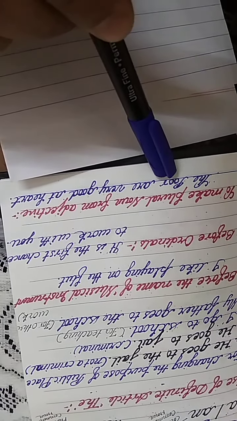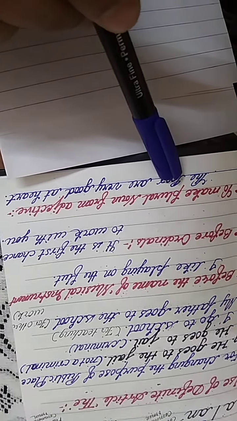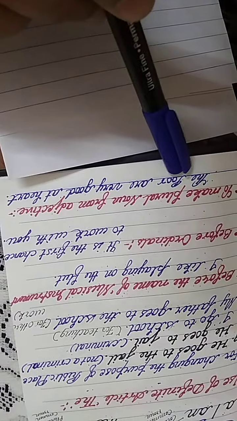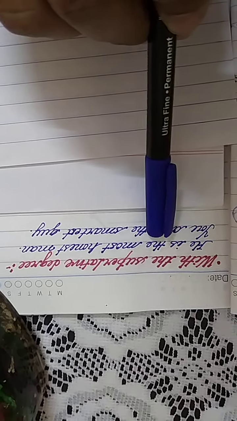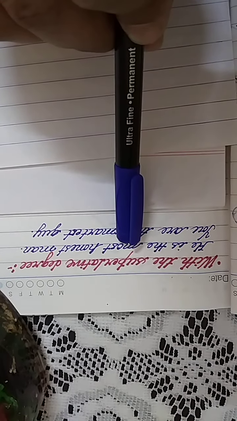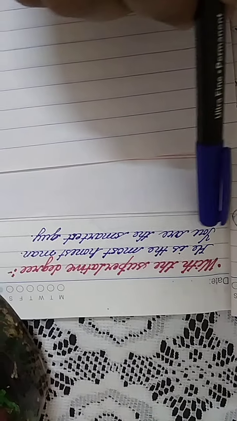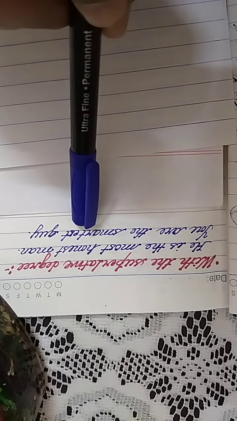We do not use s here knowingly because the adjective is made plural just after using this the. The is also used with the superlative degree. It's known to you. He is, look at, the most honest man. This is the superlative degree. We have used here the. You are the smartest guy.